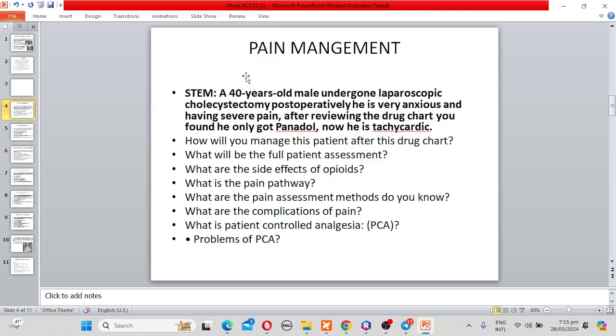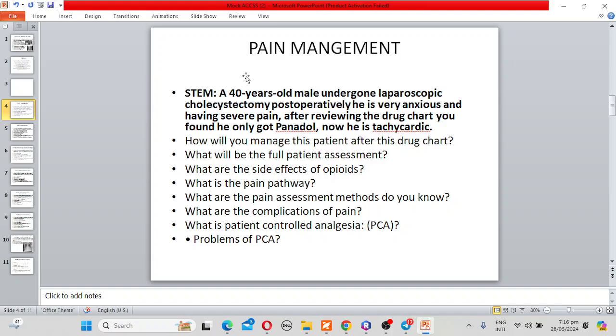So now, tell me about the whole management of this patient. We will check the airway, breathing and the circulation. The patient is tachycardic maybe due to pain, and then we check the level of disability and the level of consciousness. Then we will go for assessment of the patient chart and full history and examination of the patient, and then we'll decide the management plan.